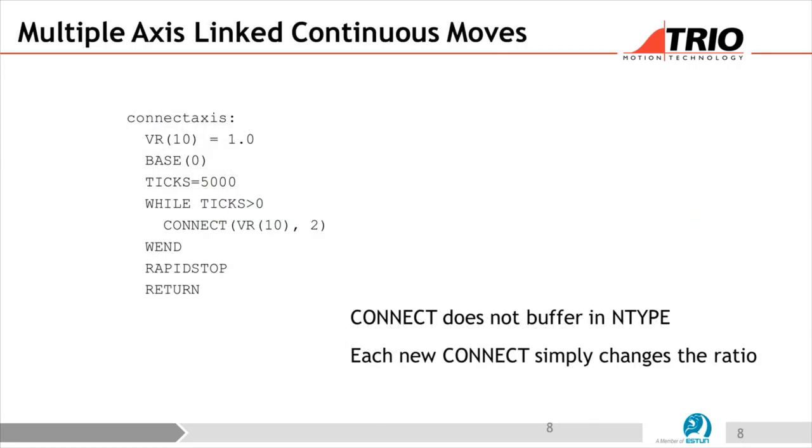Okay, so there's a little program that's quite ridiculously simple. In fact, it doesn't really do very much. But what it does do is put a new value of ratio in every time it goes around that loop. So the connect doesn't buffer up like other moves. When you put a new connect in on the same axis, it simply changes the ratio. So I can update the ratio in VR10 as often as I want, really, and the program will just update the connect with a new ratio.